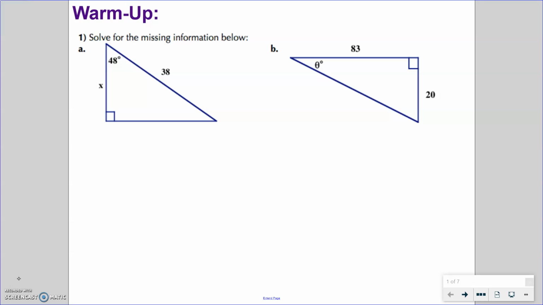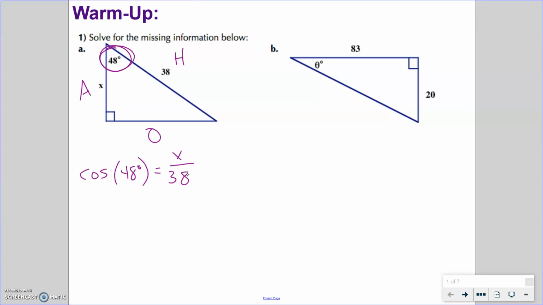All right, so for the first one, here is our reference angle. So I have to label my O, H, and A. So here's H, O, and A. I want to use A and H, so I'm thinking cosine. So let's do cosine of 48 degrees is equal to A over H. I want to find cosine of 48 degrees. Don't forget you have to check to make sure you're in degree mode, which I just checked I am.